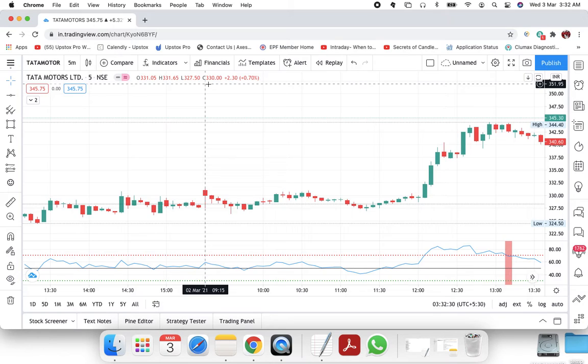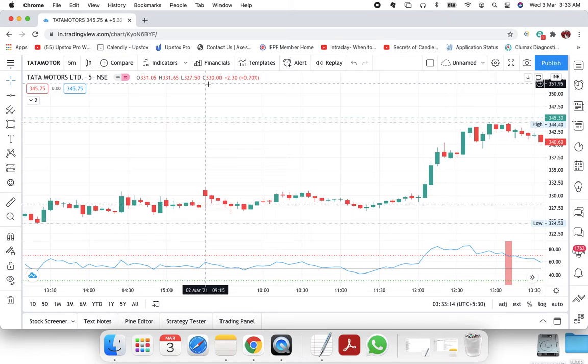So how do we make use of this information to enter into a trade? Before that, let me brief about the trends. The trend represents the direction of the market, and candlesticks help us to identify the trend.